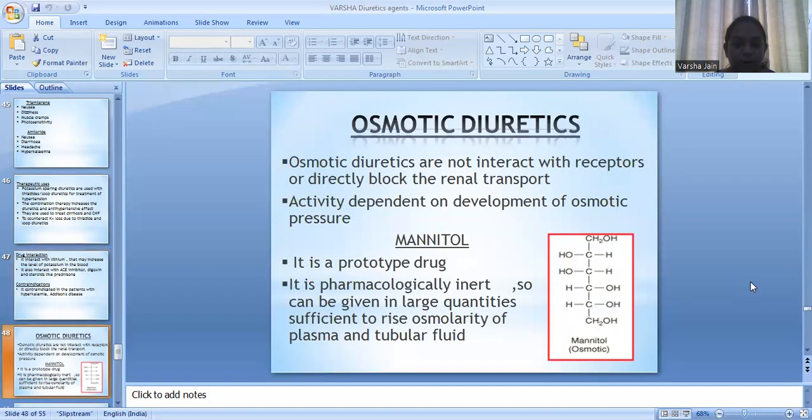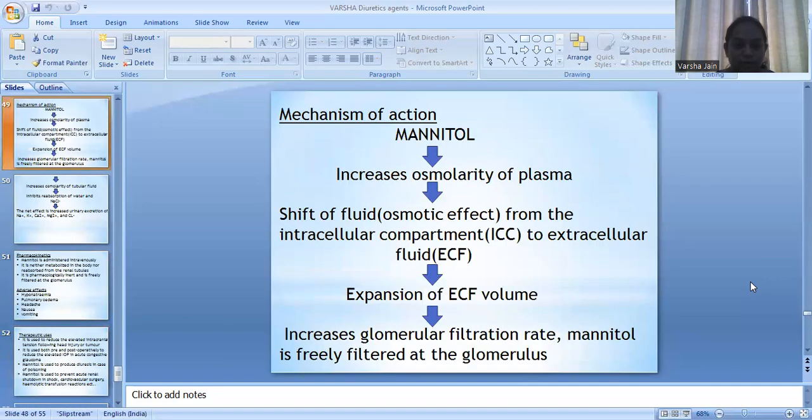Coming to the osmotic diuretics, they do not interact with receptors or directly block renal transport. Their action is dependent on development of osmotic pressure. An example of an osmotic diuretic is mannitol. It is a prototype drug and it is pharmacologically inert, so it can be given in large quantities sufficient to raise the osmolarity of plasma and tubular fluid.